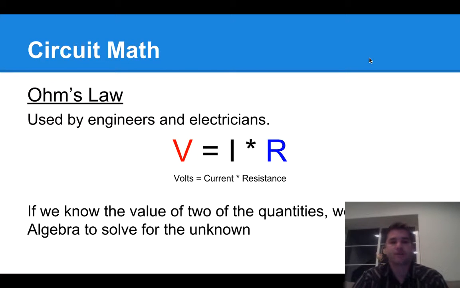So Ohm's law is this. It is V equals I times R. Okay, V equals I times R, which stands for volts equals the current times the resistance. So now we can use this law. If we know the value of two of the quantities, we can use algebra to solve for the unknown.